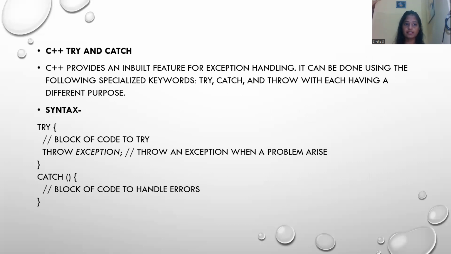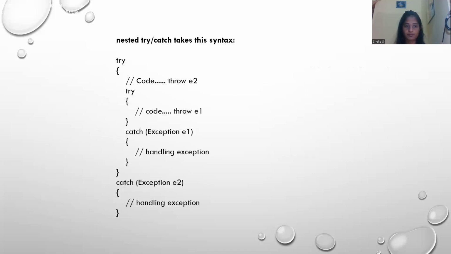C++ try and catch. So let us see a simple syntax. C++ provides an inbuilt feature for exception handling. This can be done by using the special keywords try, catch, and throw, which each have a different purpose, as we already know. So now let us see the syntax. In the try block, we write a block of code that should be tested, and if there is an exception, it will be thrown and caught by the catch block.